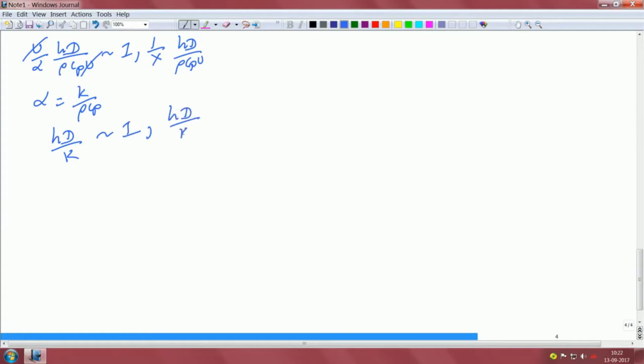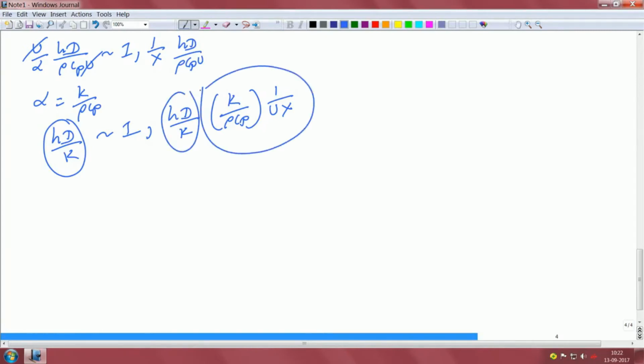This becomes h d by k into k by rho Cp, into 1 over ux, this is the third term. So, we already know that this is readily the definition of your Nusselt number, h d by k, plus some more terms that are situated over here. So, let us look at the nature of this particular term in general. So, this h d by k is the first term, alpha by u d is the second term, and then d by x is the third term. I have just written it in a more compact notation.